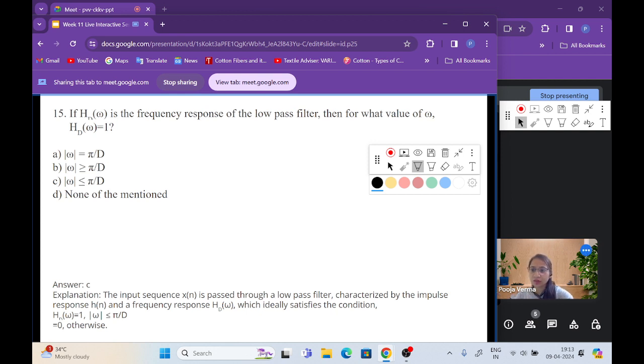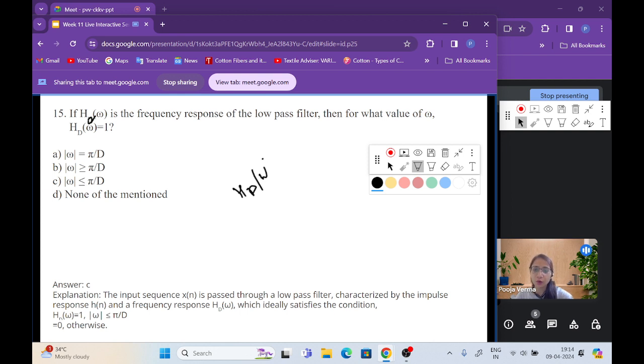Here also again take D. If Hd of omega is the frequency response of a low pass filter, then for what value of omega is Hd of omega equal to 1, for which value will the filter be 1? Here Hd of omega is the frequency response of a low pass filter.